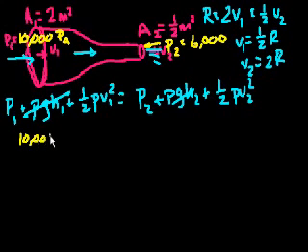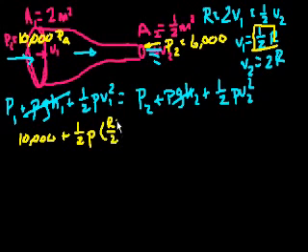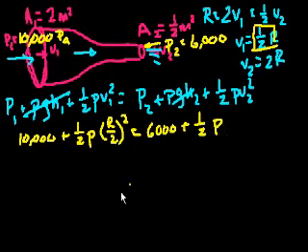10,000 pascals plus 1/2 rho times v1 squared. Well, what's v1? That's R over 2. We figured that out up here. So 1/2 rho times R over 2 squared is equal to P2. Well, that's 6,000 pascals plus 1/2 rho times v2 squared. We figured out v2 is 2R, so 2R squared.